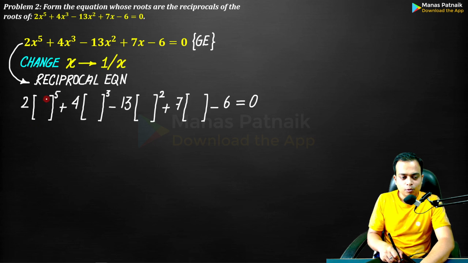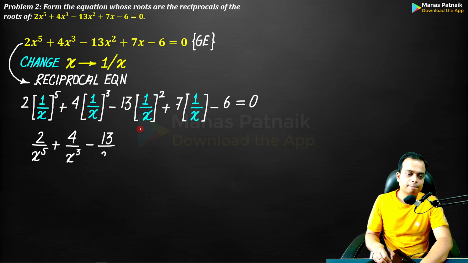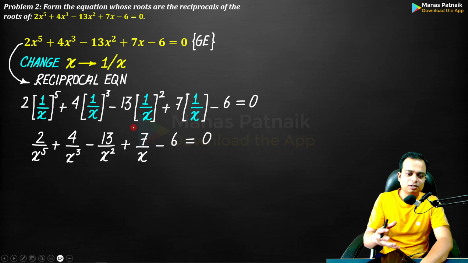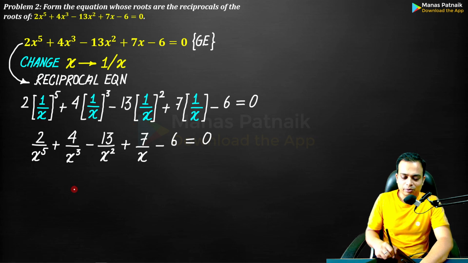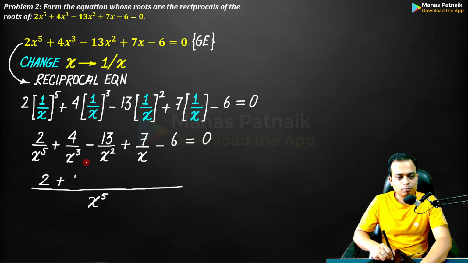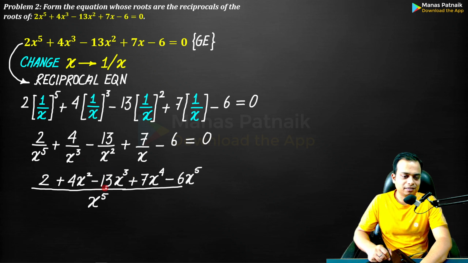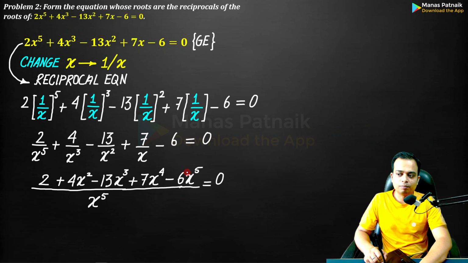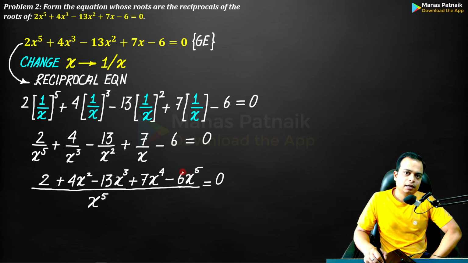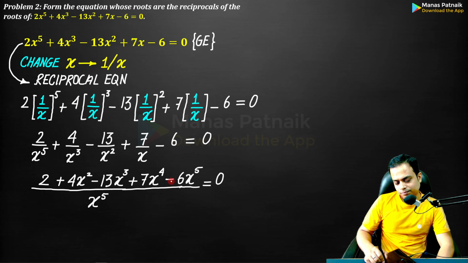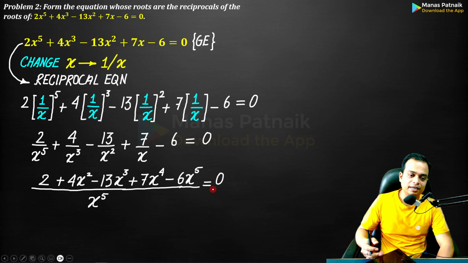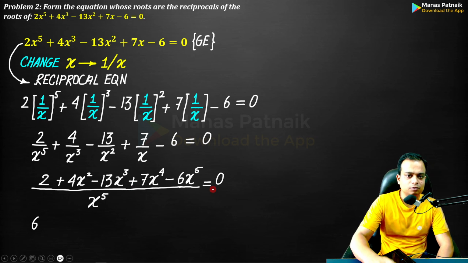Okay, let me make some space. 1 by x, 1 by x, 1 by x everywhere. So x power 5, x cube, x square, x. This is how you need to write. You just need to simplify. This is pure math, and you need to take the LCM. x power 5, 2 plus 4x square plus 13x minus 13x cube, and so on. Now arrange the terms from the highest power to the lowest power, and at the same time make sure that the highest power becomes positive, so you can multiply the entire equation with -1, both the sides obviously. This is what you get finally.